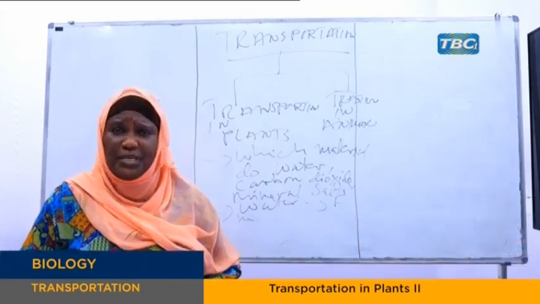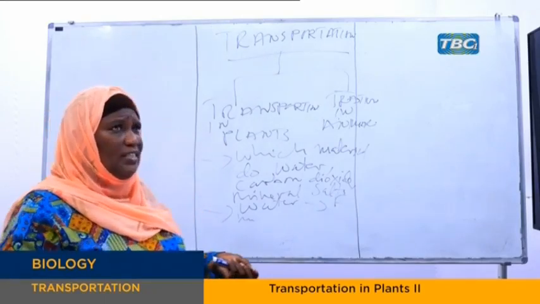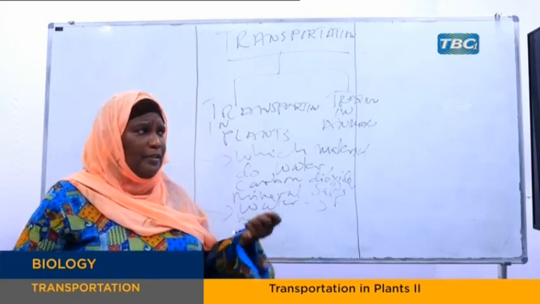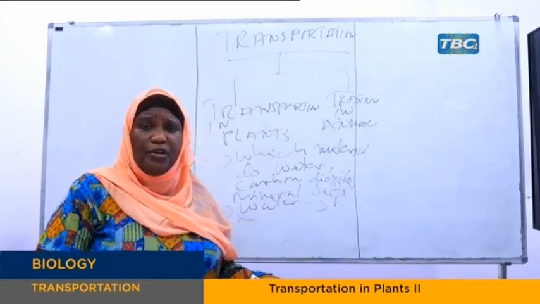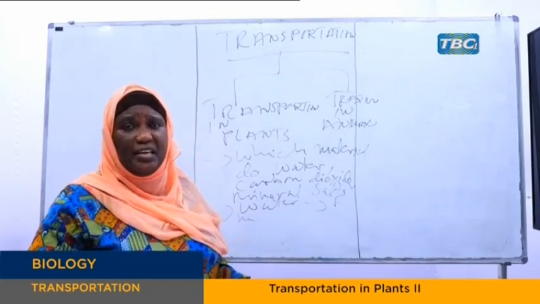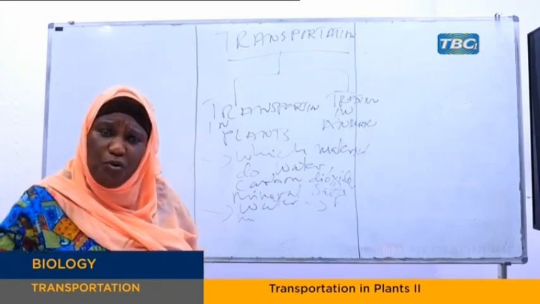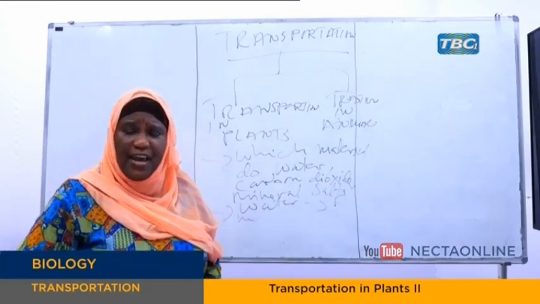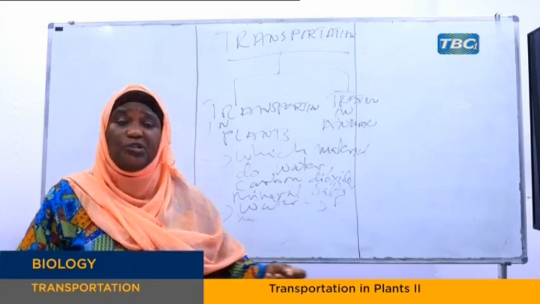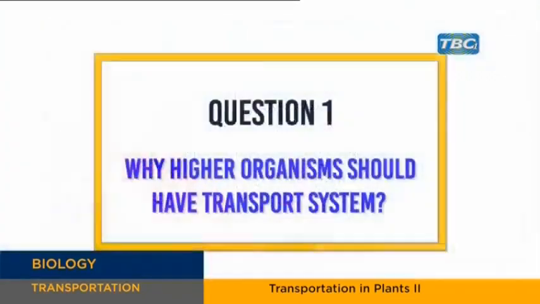Eliminated by which means? Urea formation takes place in the ornithine cycle, that is, in the liver. Then the liver transports that material using blood to the kidney. From the kidney, there is a formation of urine. Then urea is removed in the form of urine. When you measure the distance from the area of production of urea to the area of removal of that urea, it is so big. That is why there is a need for a transport system in higher organisms.